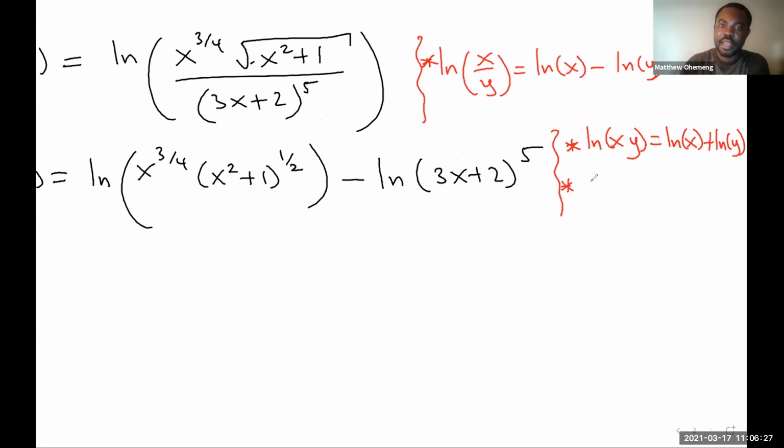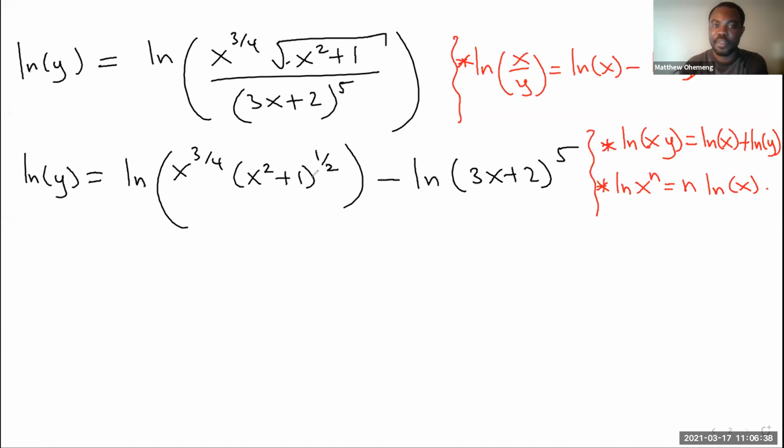And then the last property is ln of some x to a power is equal to, just bring the power in front to multiply the ln of the base, right? So those are the two additional properties you are going to use to simplify at this level. So for the first part, the left-hand side is already simplified. ln of y, you can't break it down, right?